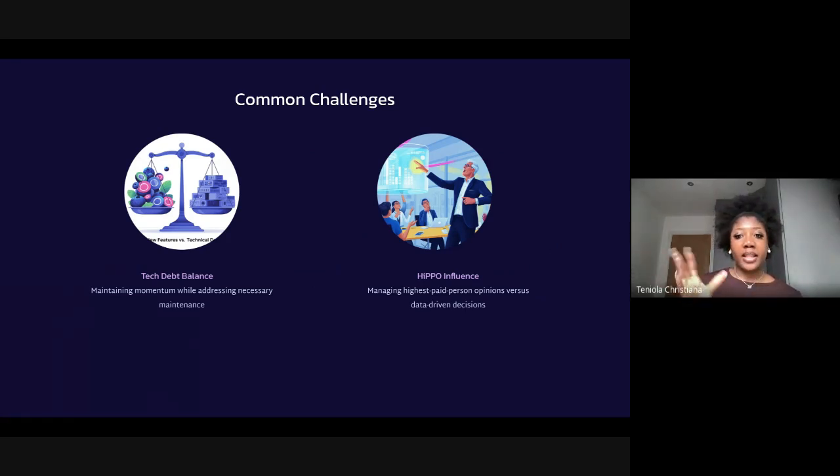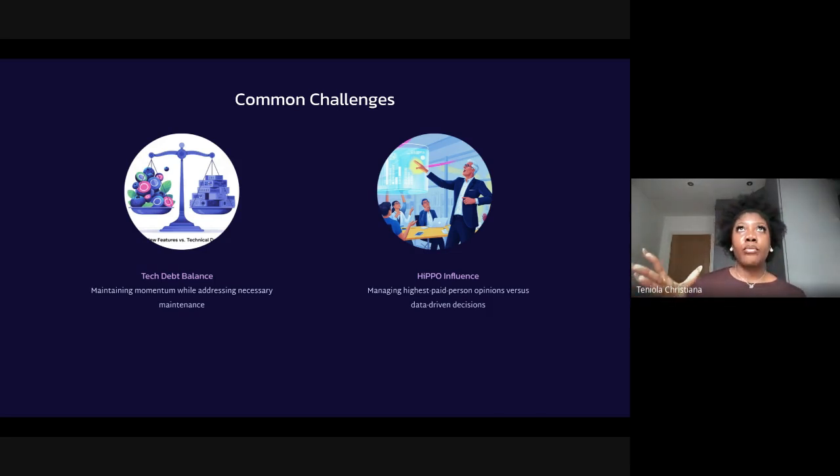And I think managing the opinions of the person who has a large amount of influence versus data-driven decisions is another one. A lot of PMs really struggle. Being a PM, you have to be quite assertive, because you'll have the head of so-and-so and the head of so-and-so and the head of so-and-so having spoken to this particular customer or this person or whatever.